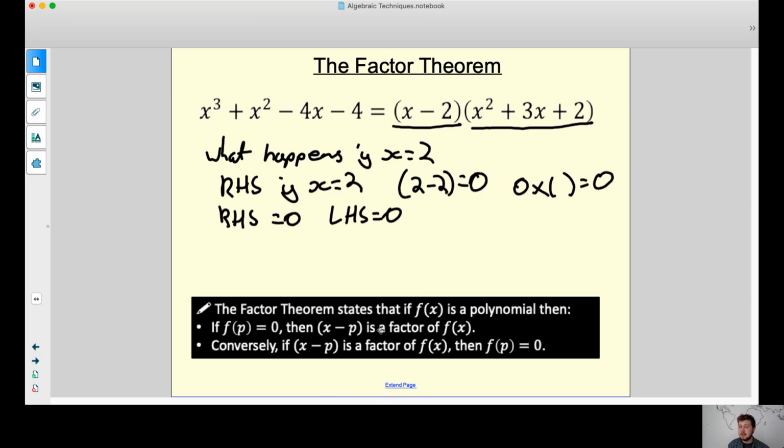So the factor theorem just states that if we've got a function f of x, so x cubed plus x squared minus 4x minus 4 in this case, and we know it has a factor of x minus p, so in our case x minus 2, then f of p equals 0, and that must be a factor of f of x. And we can use that backwards, which is what we did by looking at the x minus p. The best way to demonstrate this is actually going through a question.